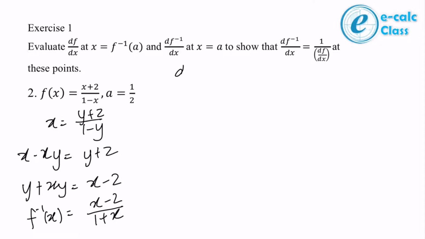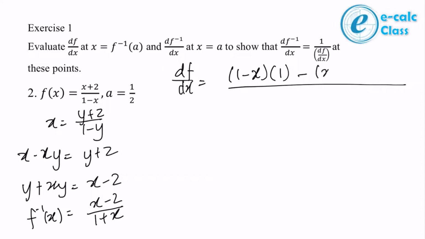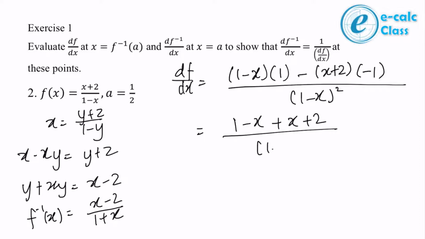Next, differentiate, df/dx. Oh, this one is the quotient rule, so you know that you need to do it like this. Bottom function, differentiate top, minus copy top, differentiate bottom, over the bottom squared. Okay, (1 minus x), minus becomes plus, (x plus 2), over (1 minus x) squared, which is 3 over (1 minus x) squared.